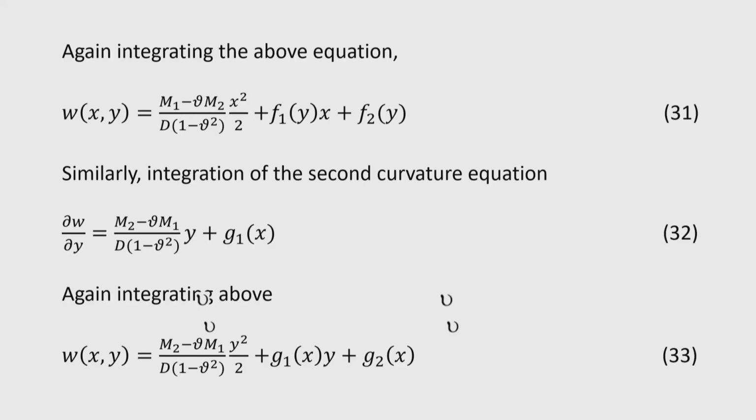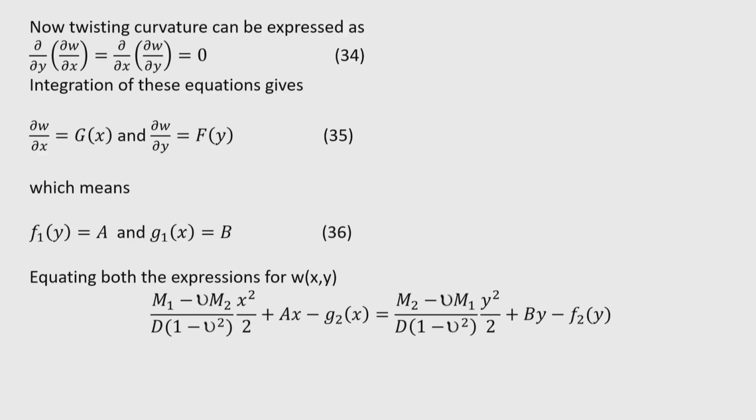Now, integrating the twist curvature equation, twist curvature now I am writing in this way, and integration of this equation simply results, say if I integrate this first equation, this equation equal to 0, then I will get ∂w/∂x and a function g(x), function of x, because I am integrating with respect to y, and in the second case I am integrating with respect to x. So, I am getting a function of y as a constant, which means that if you compare with the earlier cases, you will get f1(y) is equal to constant and g1(x) is equal to constant.